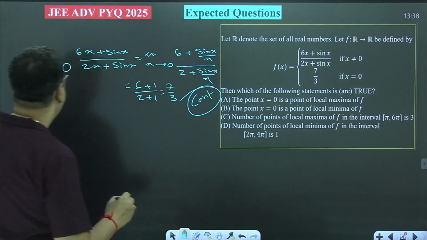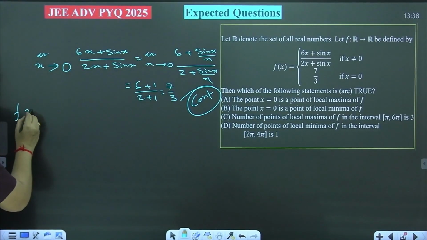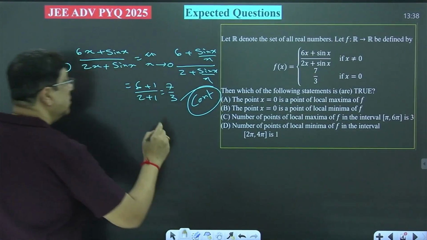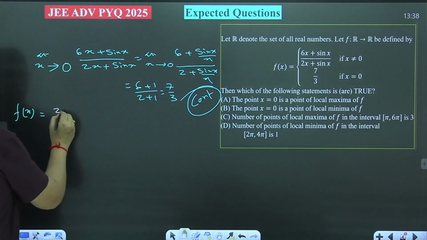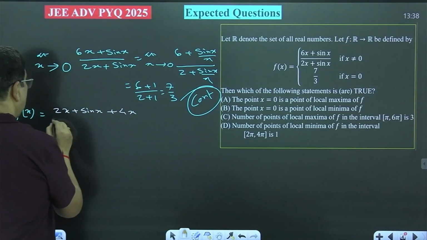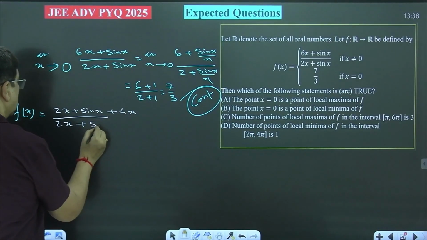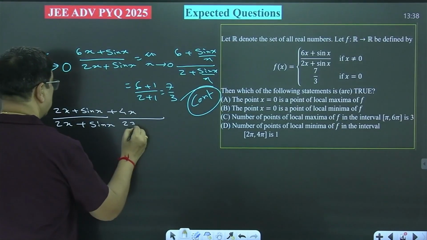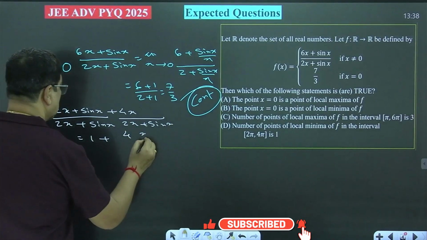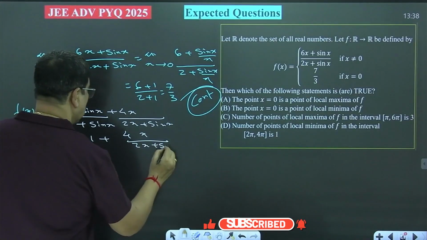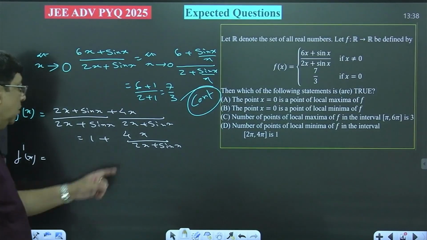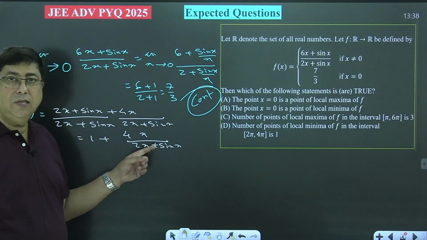So first of all, we'll do the differentiation, and for differentiation, let us reduce some part. In this case the denominator is 2x plus sin x, so I am just breaking this part: (2x plus sin x plus 4x) divided by (2x plus sin x). That is 1 plus 4x by (2x plus sin x). Let us go to the differentiation. So f dash x equals the derivative of 1, which is 0, plus the u by v formula.